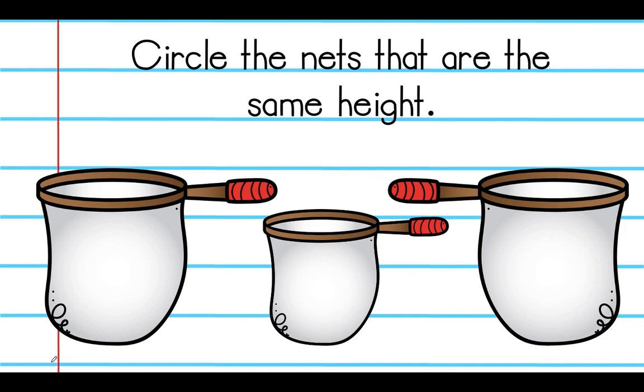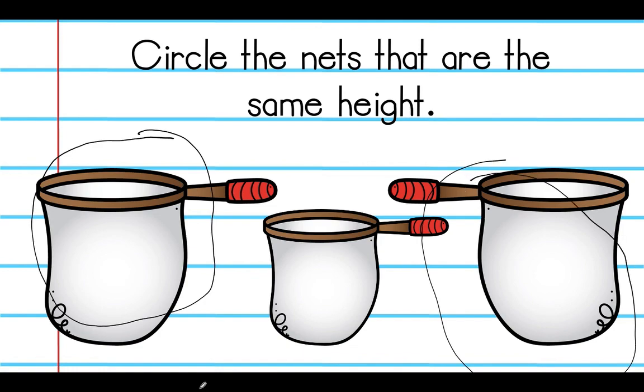Circle the nets that are the same height. So there are two that look exactly the same. So point to the two with your fingers. And if you picked this one and this one, that is correct.